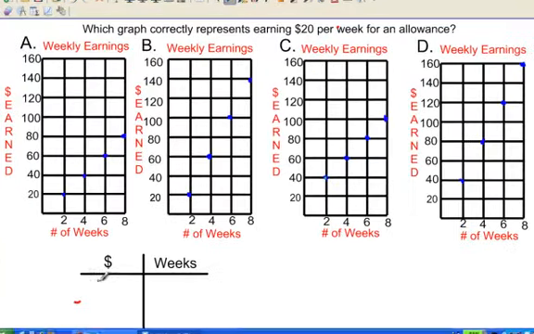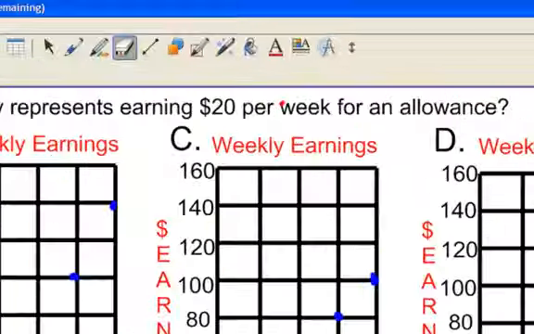So we get $20 at 1 week. And then we keep adding. $40, 2 weeks, $60 for 3 weeks. We can keep going here, 4 weeks. And how much money is that going to be? That's going to be $80. Ignore this right here. That was an accident. We'll erase that. There we go. Confusion's gone. So let's look at each graph here.